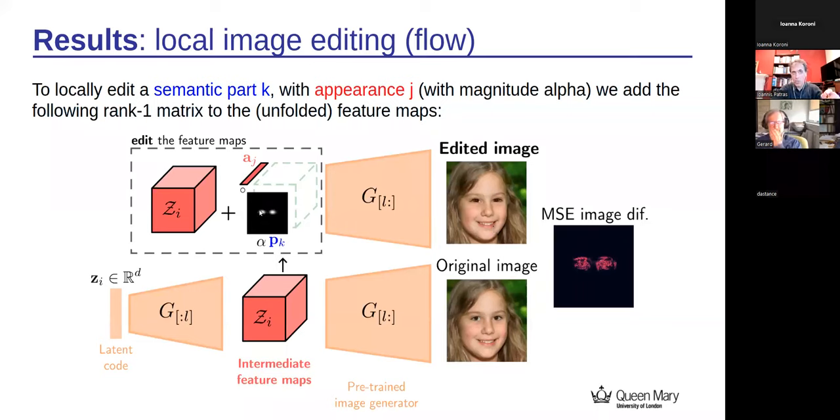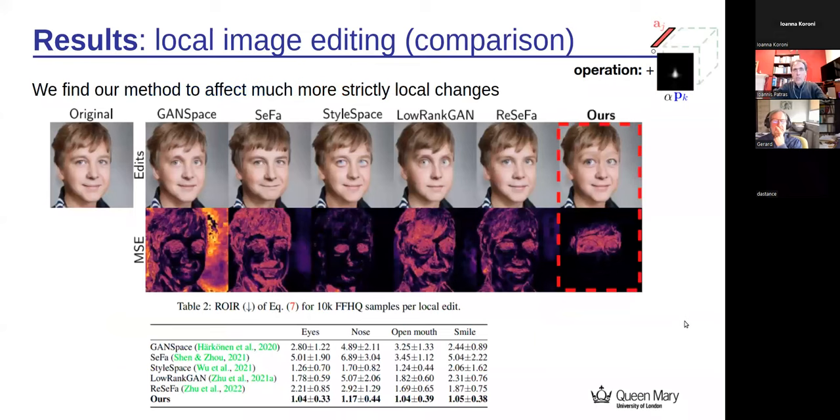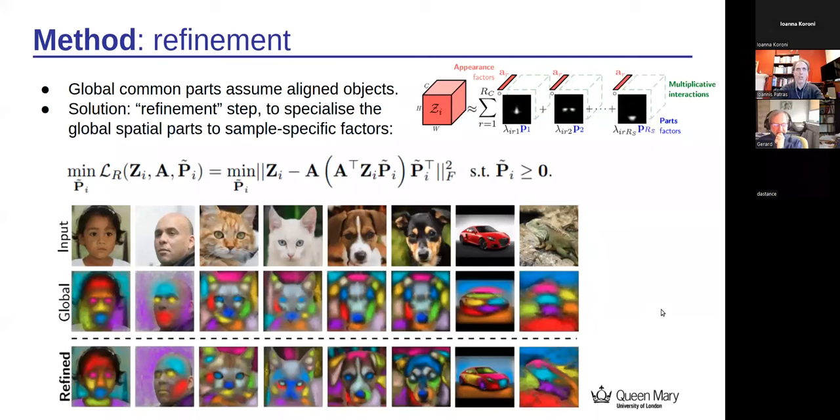We see that because we change only locally the feature map, then we are changing only locally the appearance, and we can quantify that by seeing the difference between the edited image and the original image. This is the mean square error. We see that only areas around the eyes are changed. This is a quantification of what I have just described, and in comparison to other methods in the literature. I'm not going to go into that. What is clear is that we are able to do local changes by contrast to other methods in the literature, where the changes that they generate are more global in nature.